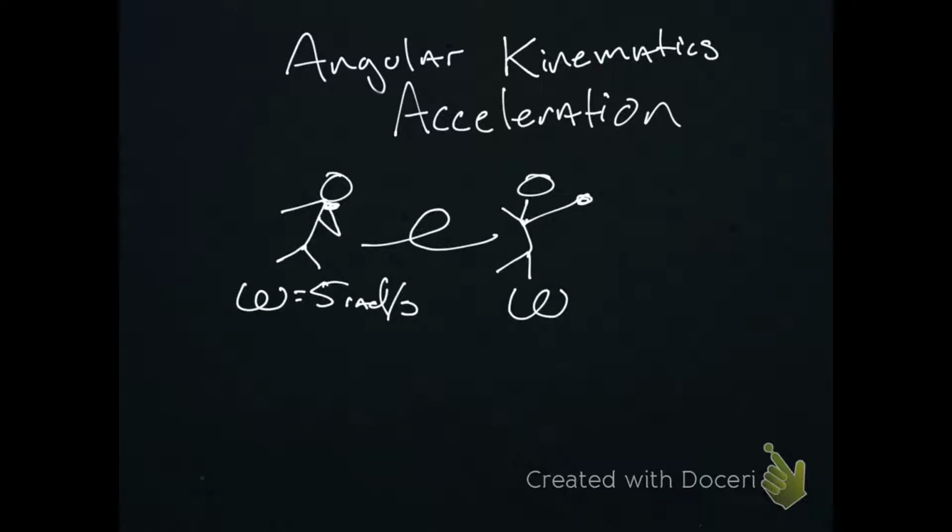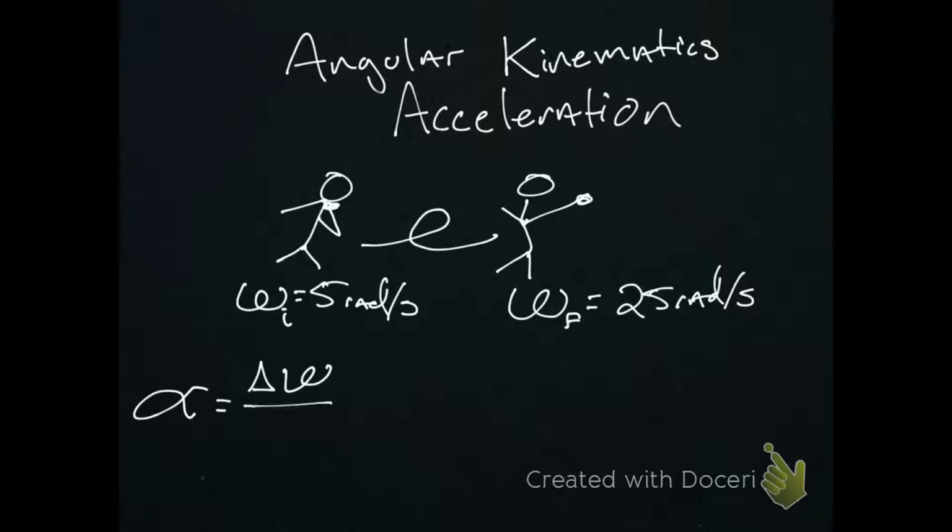And let's say his omega final is going to be 25 rads per second. So he has increased his angular velocity, and therefore we quantify that with the angular acceleration. We use alpha to represent angular acceleration, and it is the change in omega over time. So let's say, for ease, 1 second is how long it took him to throw this discus.